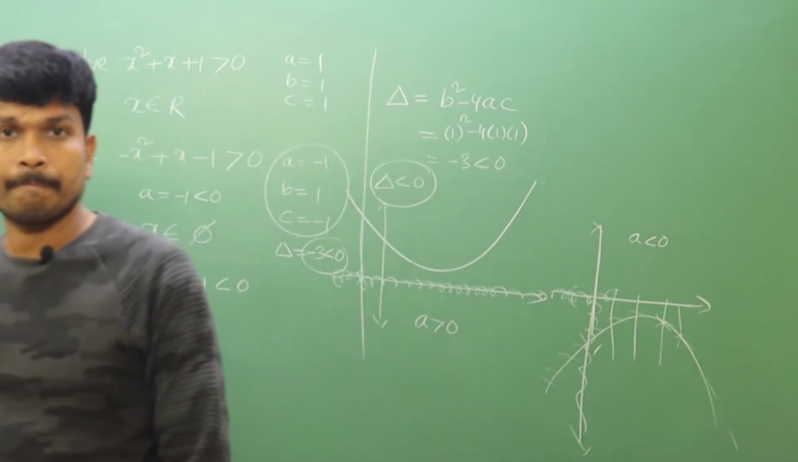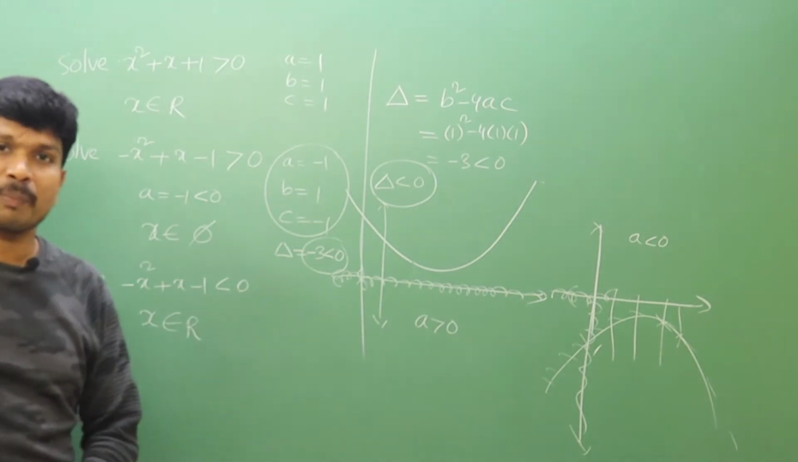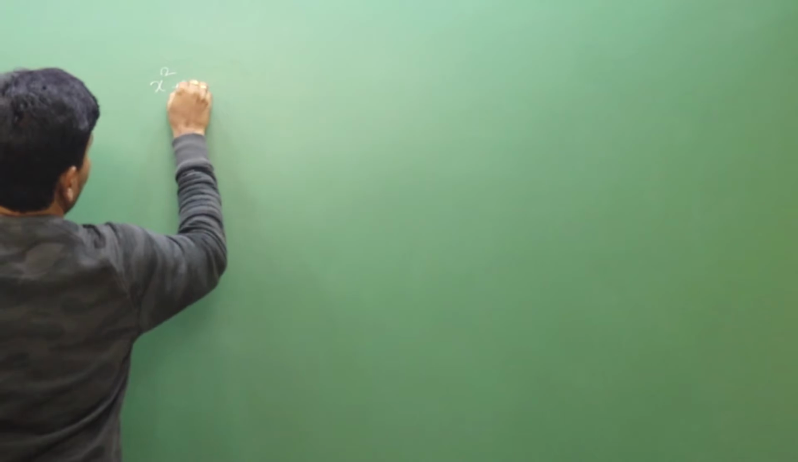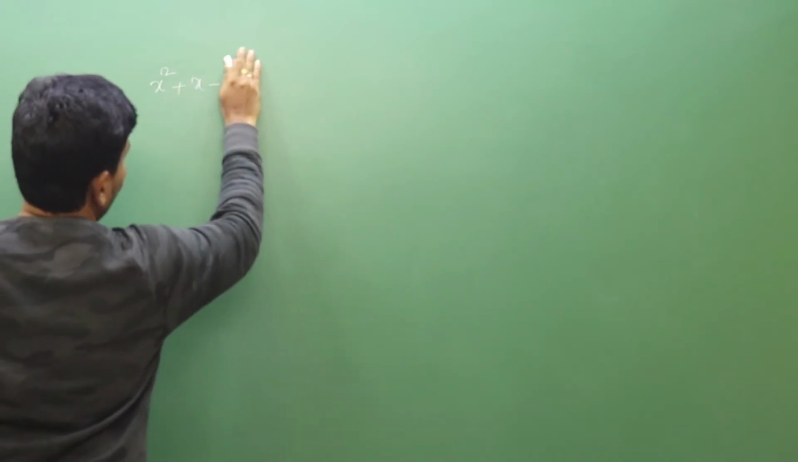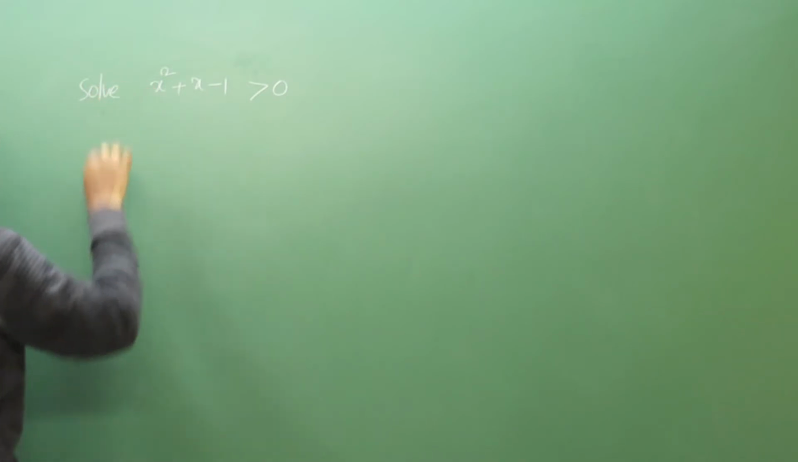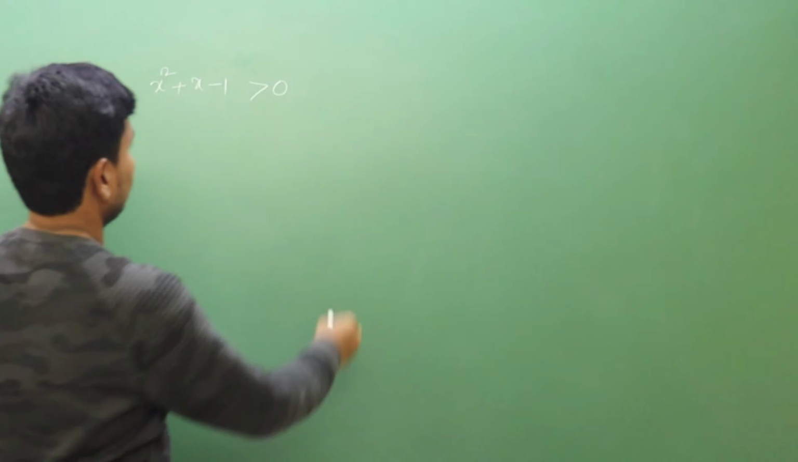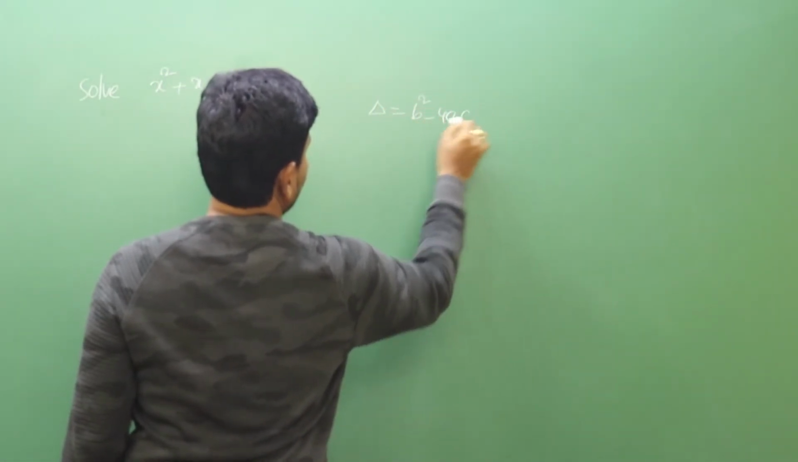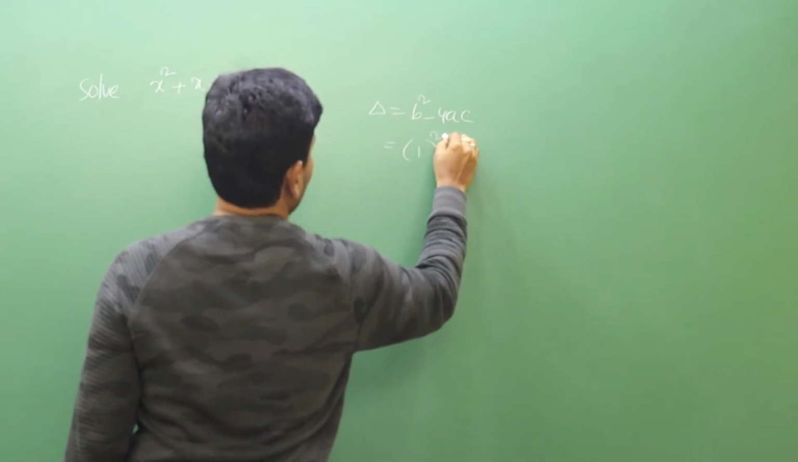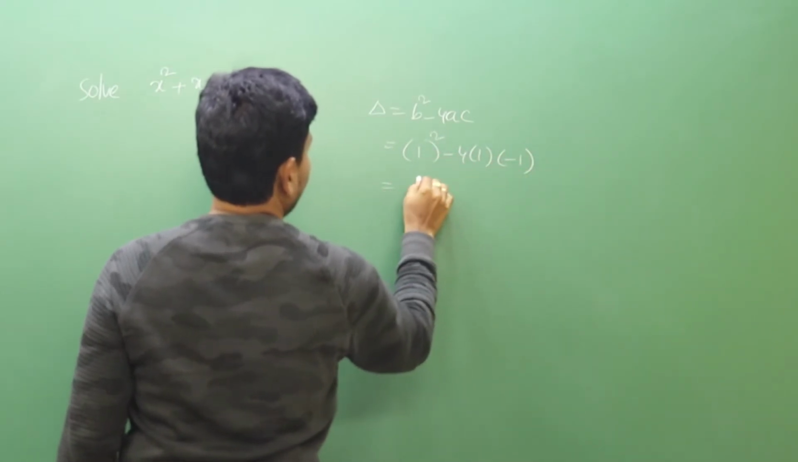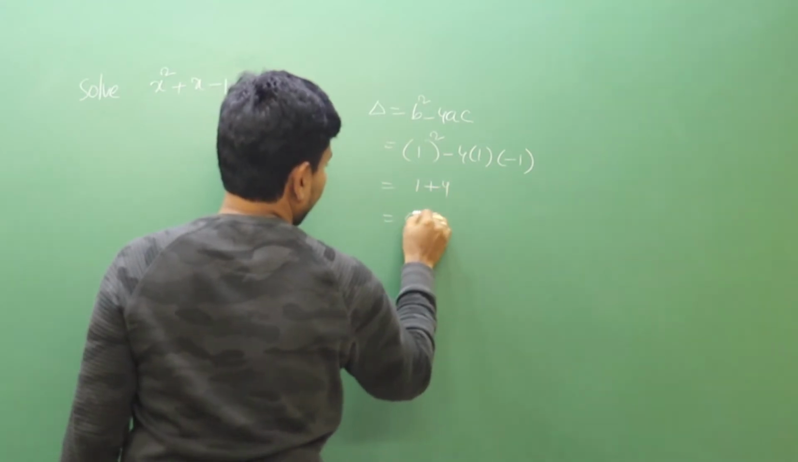So if they give a quadratic expression, immediately you must see whether its discriminant is less than 0 or not. What if the discriminant is greater than 0? How do you do it? Solve x square plus x minus 1 greater than 0. Our main motto is to find the discriminant. What is the discriminant? B square minus 4ac: b value is 1, 1 whole square minus 4ac, so you will get 1 plus 4, that is 5, greater than 0.